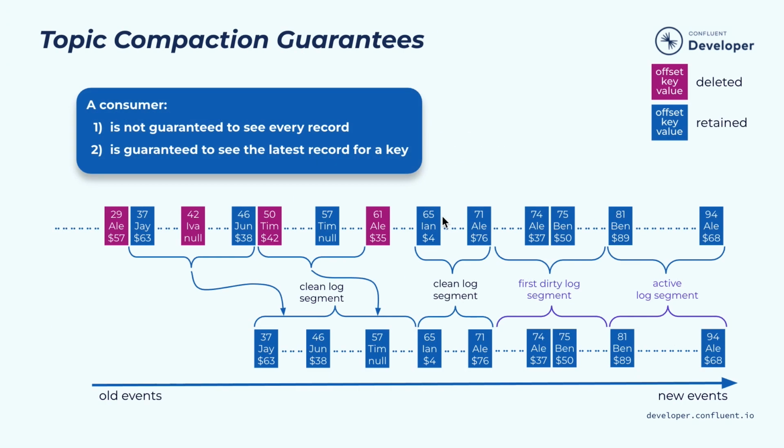To summarize, compaction is a very effective way of retaining the data by keys, and is very important for applications that want to keep track of updatable records by key. The guarantee we have when you use compaction is you are always guaranteed to see the latest record for a particular key, but you are just not always guaranteed to see every update of the record for every key.